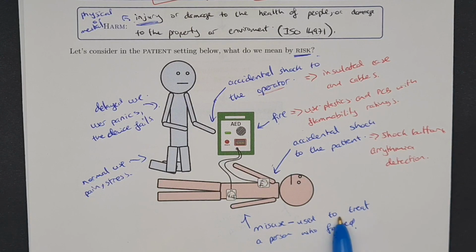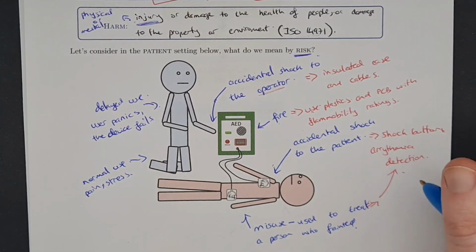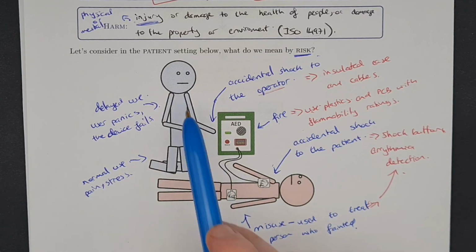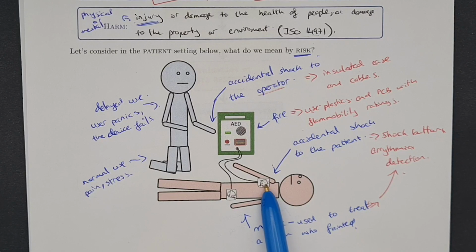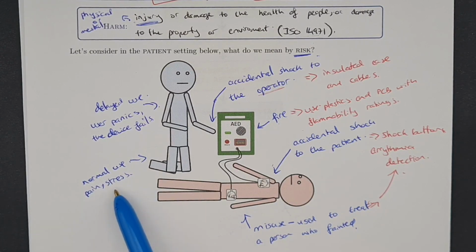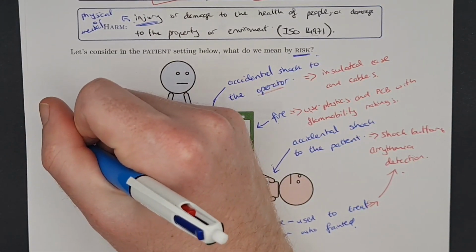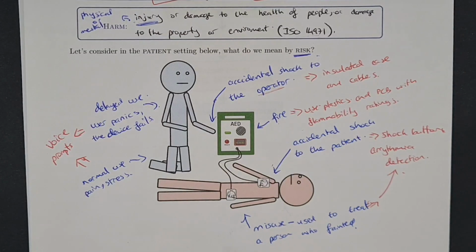So there's just controls placed to prevent this risk from occurring. What else do we have here? Misuse used to treat a person who fainted. So that one again, we could look at the arrhythmia detection, that if their heart is beating as normal, but the operator fails to detect their pulse, the machine will not administer defibrillator shocks. And what else do we have? Our next one, normal use, pain and stress, or delayed use. Then we can consider the voice prompts are there to help the person out.